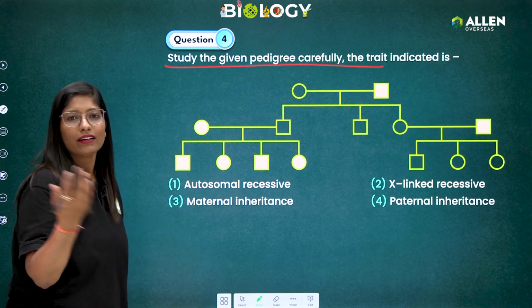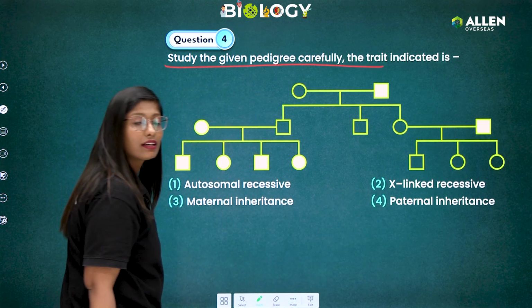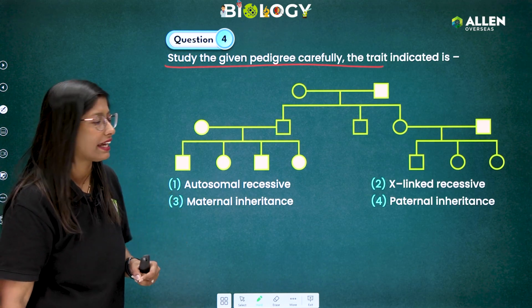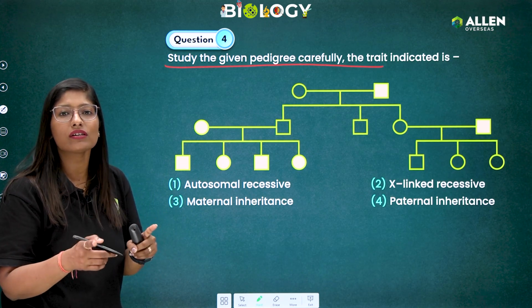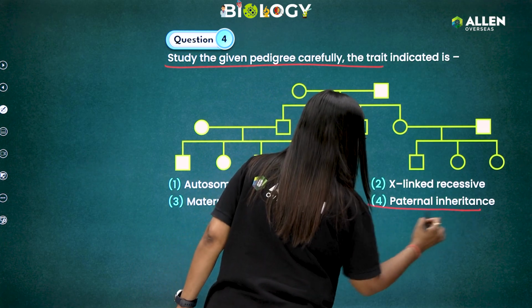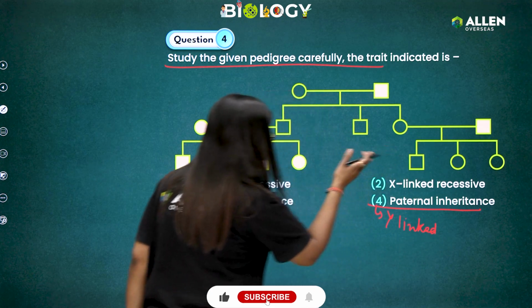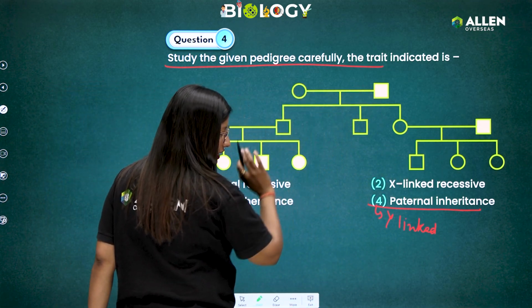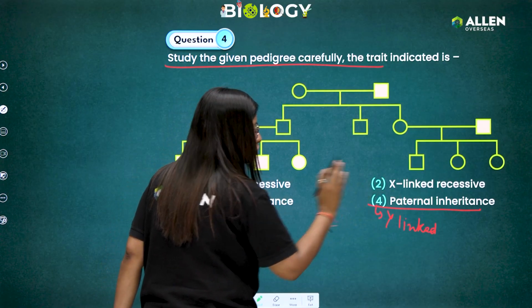So we'll go by the ruling out method. First of all, let's check option number 4, paternal inheritance. Now you all must know that in paternal inheritance the character is transmitted from the father to the son and so on. Means if any character is paternal, it is Y-linked, and if it is Y-linked, it is transmitted from the father to the son and likewise. Here if you see, the father is affected and the sons are normal, so we will say it is not a Y-linked character.